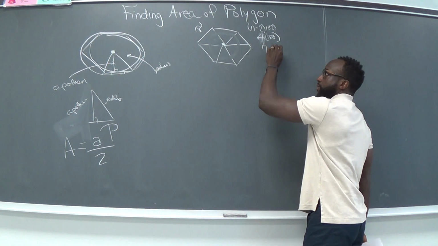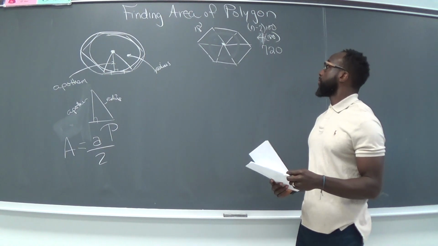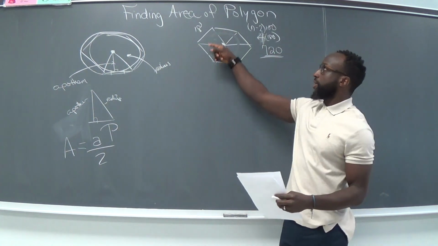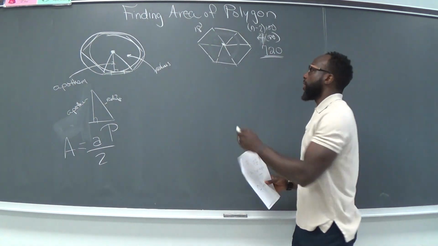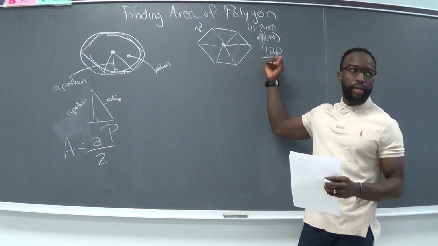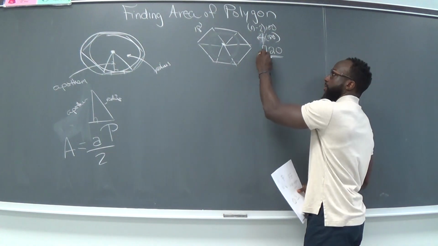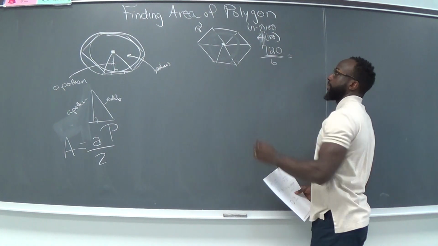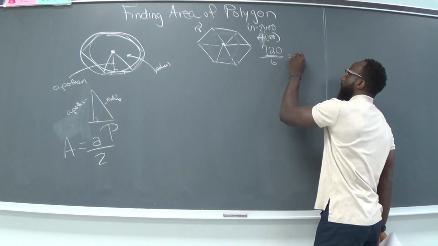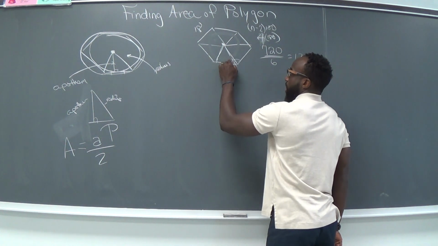720. Is it 720? Alright, 720. So that's the sum of the interior angles. But we need to know the measure of one angle, right? So we would divide 720 by what? The number of sides. How many sides do we have? 6. 720 divided by 6 gives us what? 120. So that implies that each interior angle is 120.